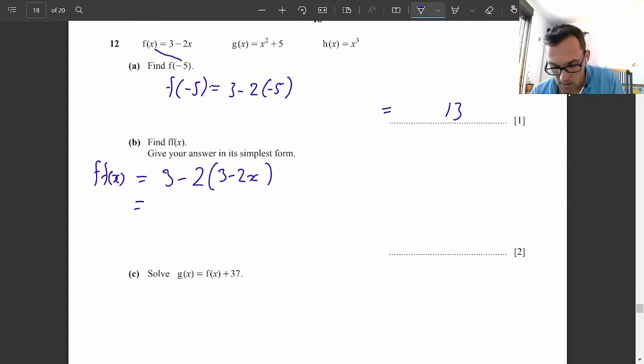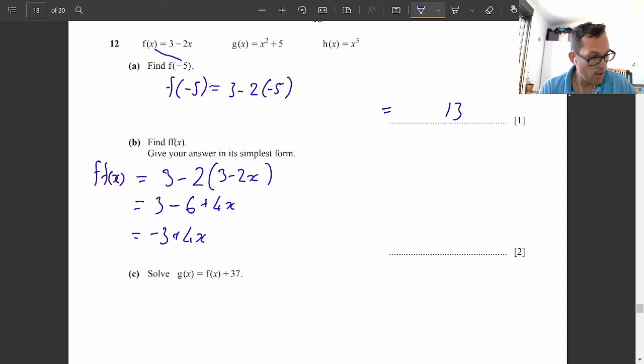Okay, so now expanding brackets. Minus 2 times 3 is minus 6. Minus 2 times minus 2x gives me a positive 4x. And 3 minus 6 is negative 3 plus 4x. That's the right answer. You can write it like that, but if you want to make it look pretty, you swap it around. Both is correct. Right, going well. See, told you it's fun.